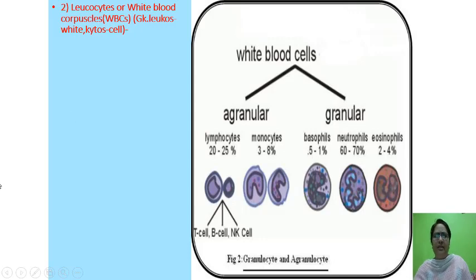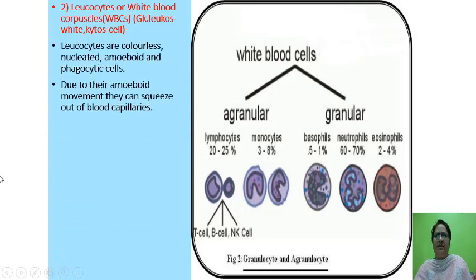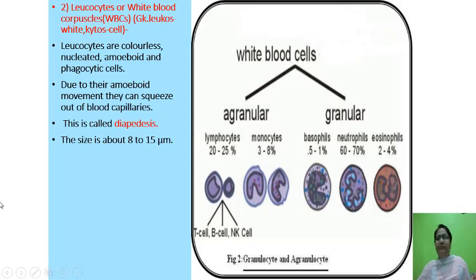So leukos means white and cytos means cells. Leukocytes are colorless, nucleated, amoeboid and phagocytic cells. Due to this amoeboid movement, they can squeeze out of the blood vessels. This is called diapedesis. Now remember diapedesis, answer in one sentence: diapedesis means when they are amoeboid cells, they squeeze out of the blood capillaries.